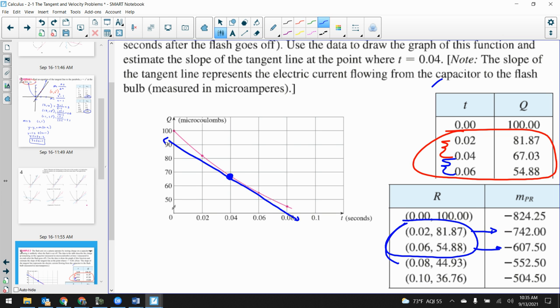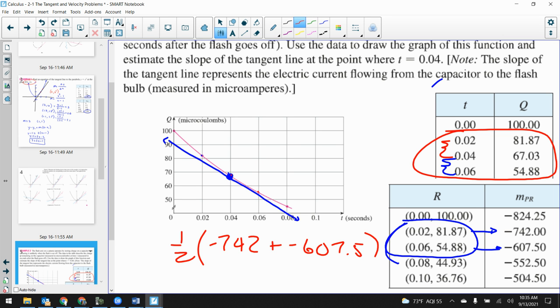So what we're calculating in this table is the slope between here and here, and then the slope between here and there. Because the slope of our instantaneous change at 0.04 is going to be somewhere in the middle there. So the book says, well, if it's somewhere in the middle, let's take the average. Let's take 1/2 the sum of negative 742 plus negative 607.5. That's what the book does.